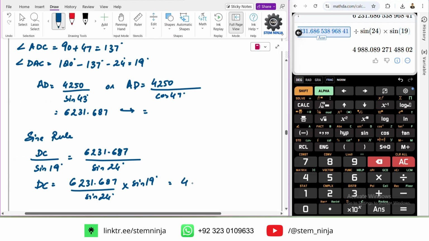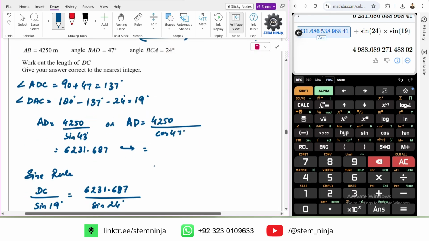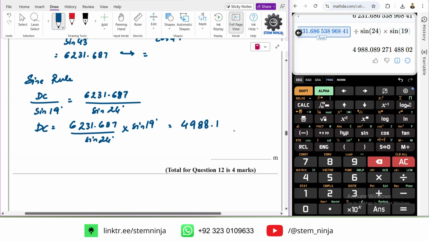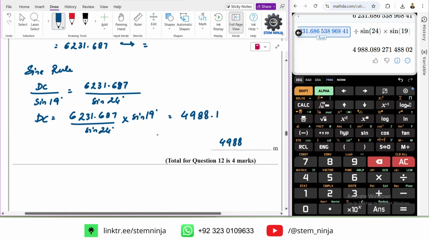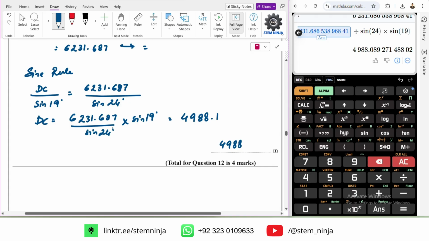So we are getting 4988.1, and we need it to the nearest integer, so this would be almost 5,000. Oh no, sorry, 4988. Okay, that's it for question number 12. Let's move on to the next one.